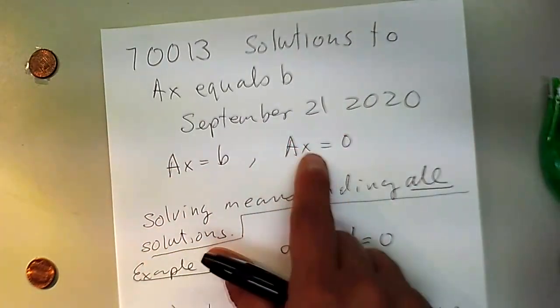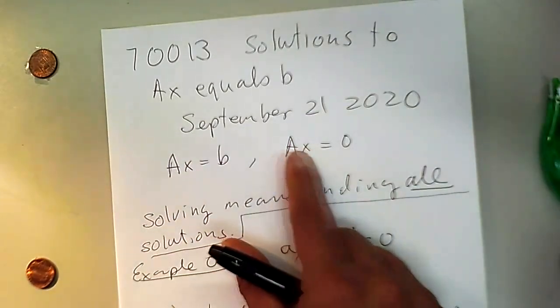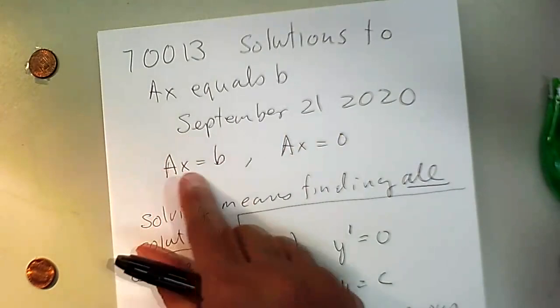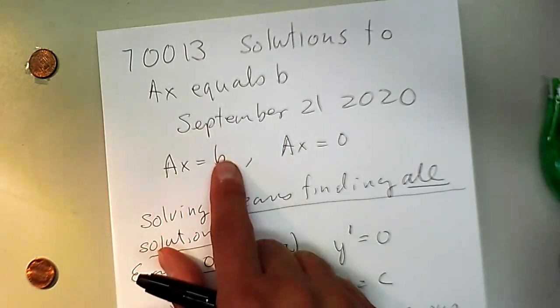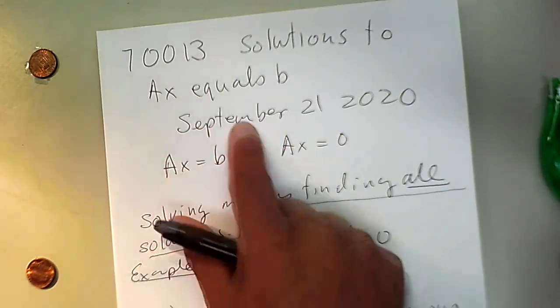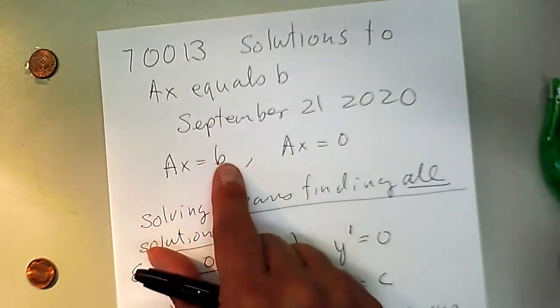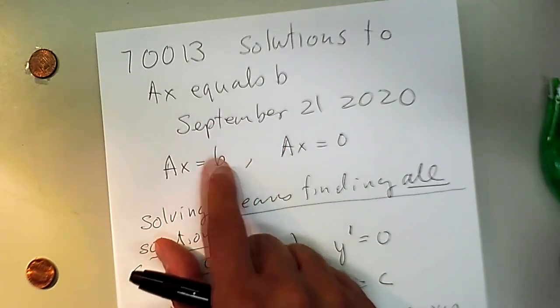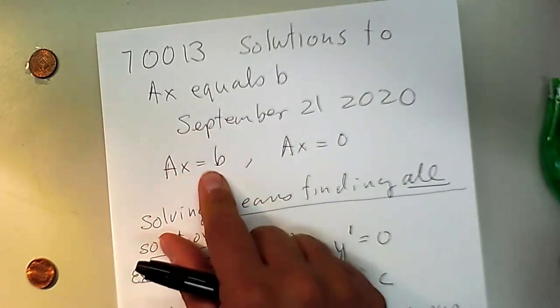Same names. If we have 0 here, we call this the homogeneous, and this is a non-homogeneous in general. Even if B could be zeros, we still call this non-homogeneous because we do not know in advance whether this guy would be all zeros or not. So this is the non-homogeneous.